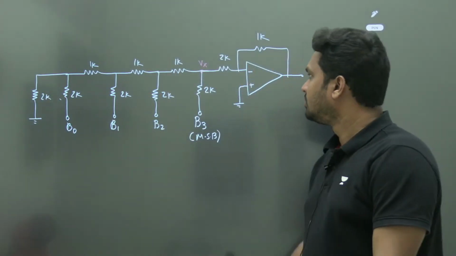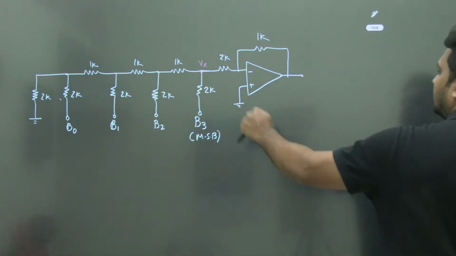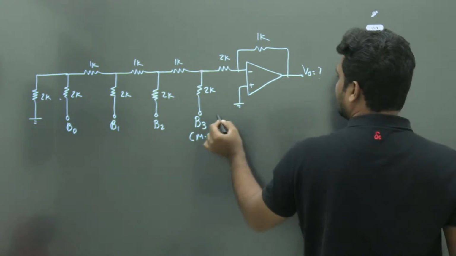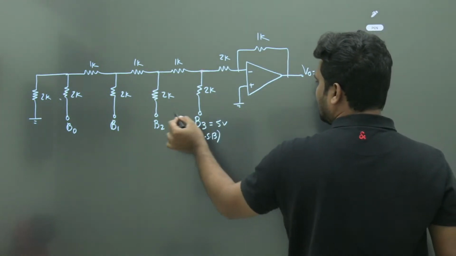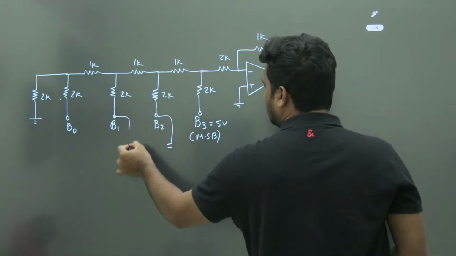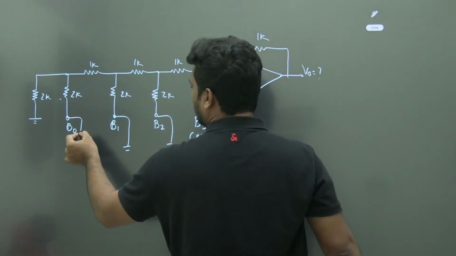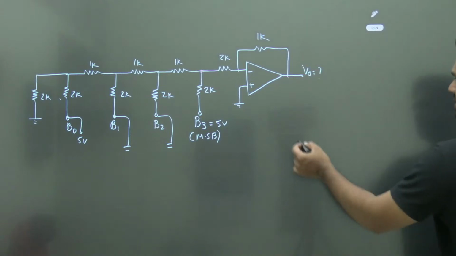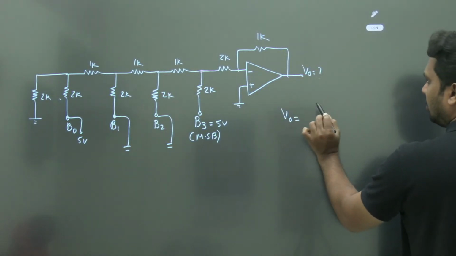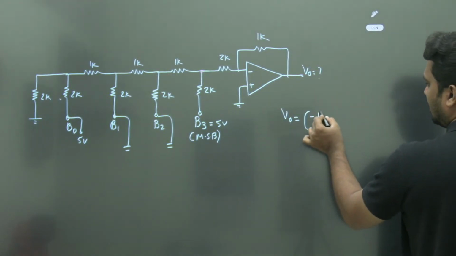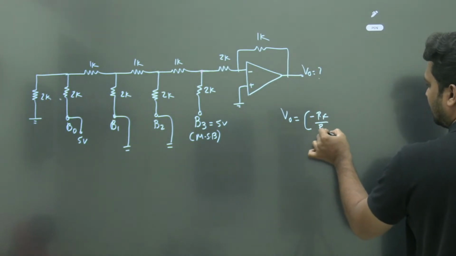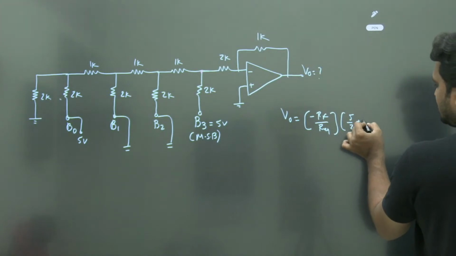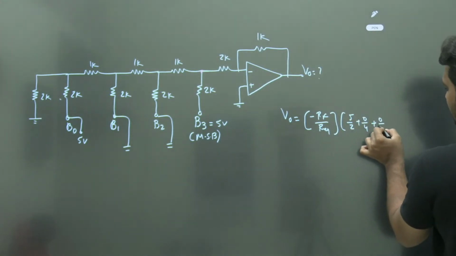Okay, so now see here, you want to find what is the V naught. Say apply this 5 volt, this is ground, and this is again 5 volts. What is the V naught? So I can say my V naught is equal to minus RF by R equivalent into 5 by 2 plus 0 by 4, 0 by 8, 5 by 16.